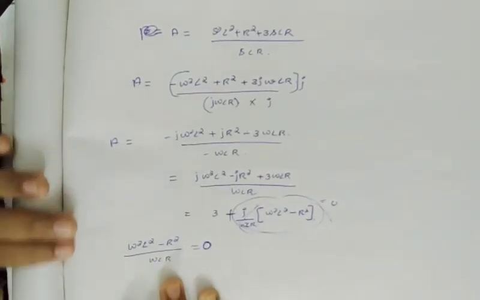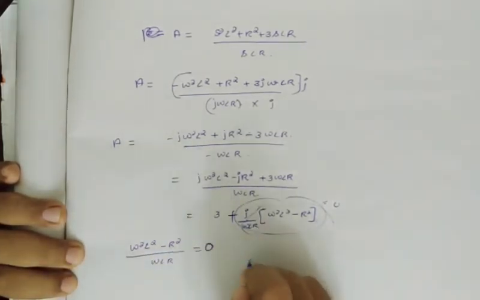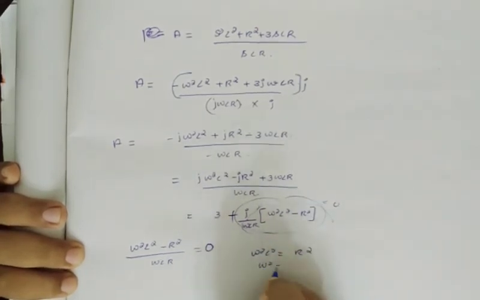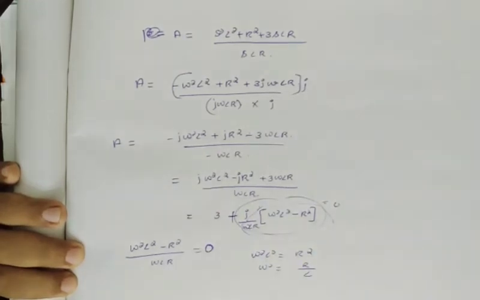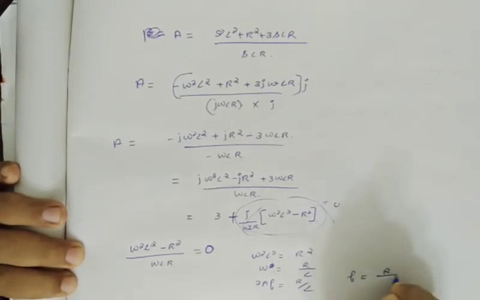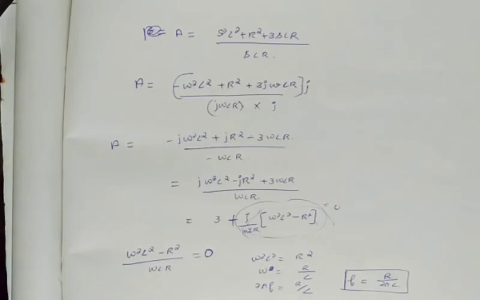And from here we have to find out what is our omega, and with that we will find out what is our F. Okay. So omega square L square equal to R and omega square equal to R divided by L. Omega is equal to R divided by L, and 2 pi F is equal to R divided by L, and F is equal to R divided by 2 pi L. So this is the frequency of oscillation for the given circuit.